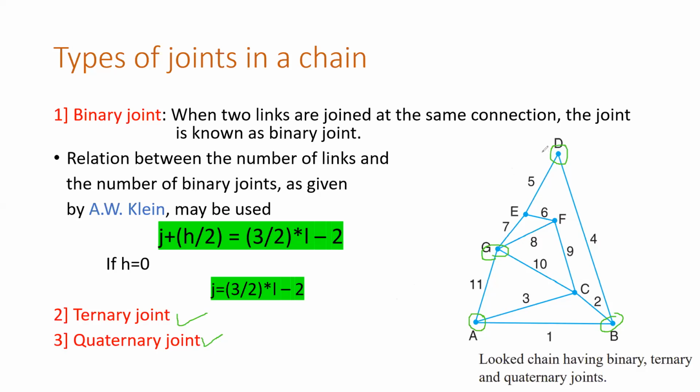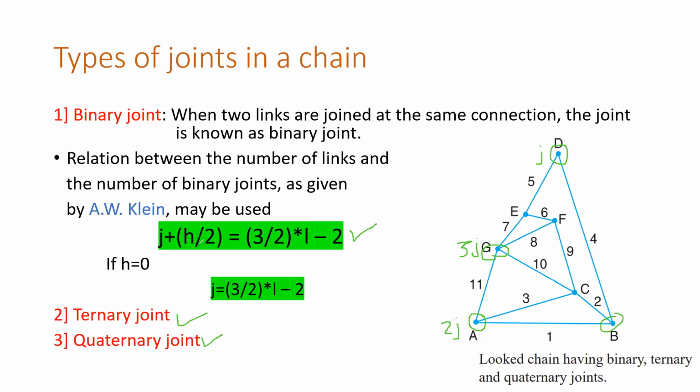Suppose you are counting the joints. Generally, a binary joint is considered a single joint. But when you consider a ternary joint, we count it as two binary joints, meaning one ternary joint is equivalent to two binary joints. Similarly, one quaternary joint is equivalent to three binary joints, because we have to use this equation.